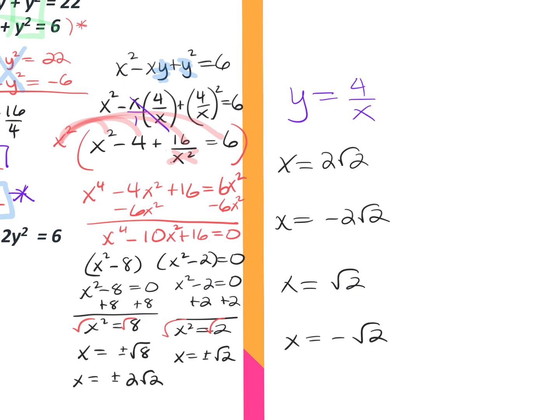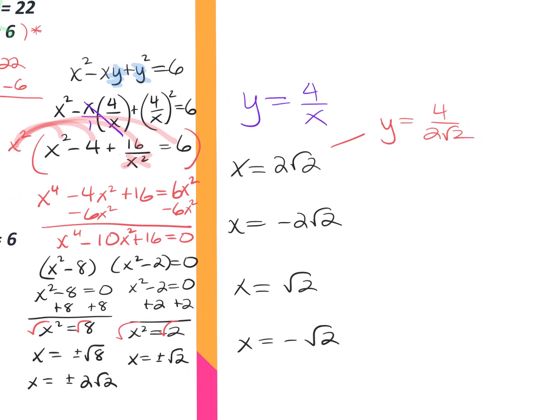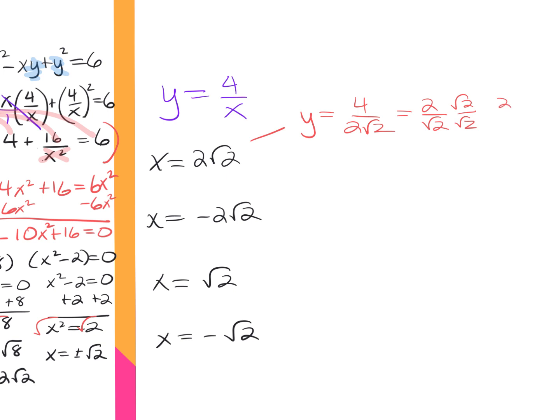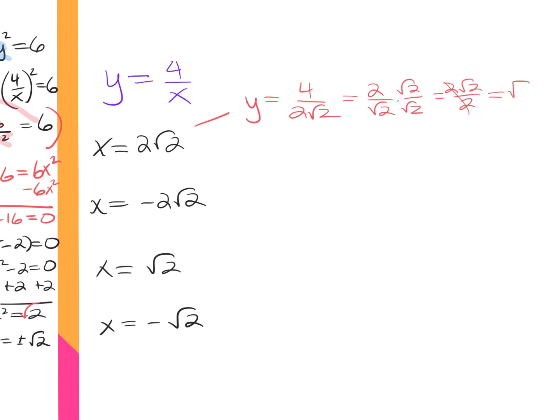So for this first one, y equals 4 over 2 times the square root of 2. I need to simplify and rationalize. If I simplify this, 4 divided by 2 is 2 over the square root of 2. Rationalize, and I get 2 square root 2 over 2, which can simplify to just square root 2. So my first solution: x is 2 square root 2, and the y value is square root 2.